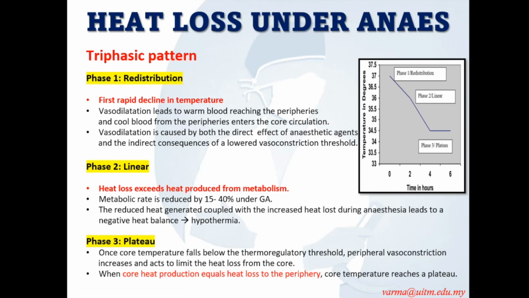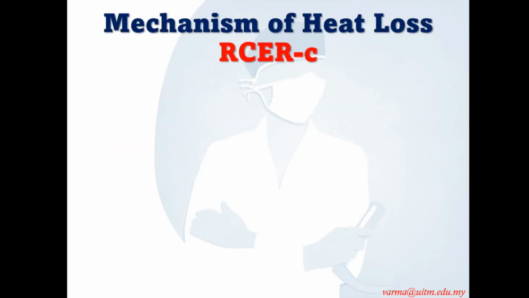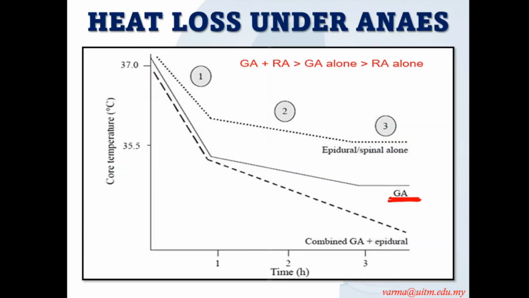So in comparison with that, how does regional anesthesia differ? When we look at it, this is the patient under general anesthesia. If you are giving regional anesthesia alone, epidural or spinal alone, of course, the heat loss is much, much lower. Because as we said, in general anesthesia, the redistribution because of the intravenous anesthetic agent and all the other factors causes more.